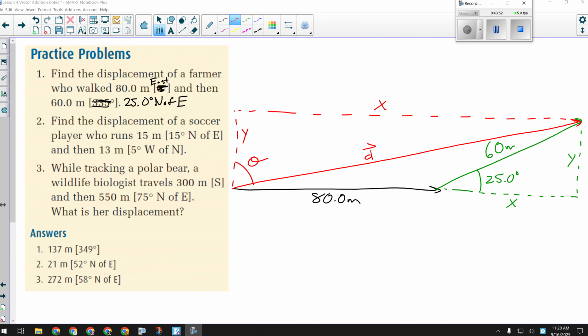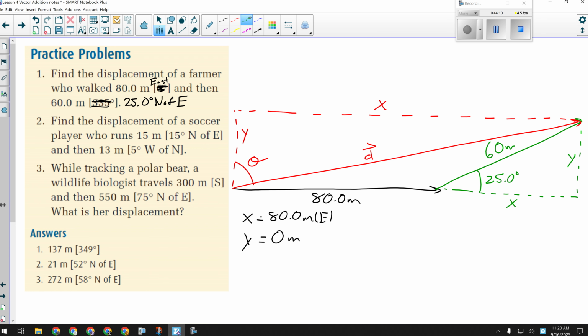Okay, so we said the next step is finding all the X's and Y's. For the black line, that's pretty easy. X is 80.0 meters east. What's Y? 0. Doesn't go north or south, right? So 0 meters. So that part's easy.